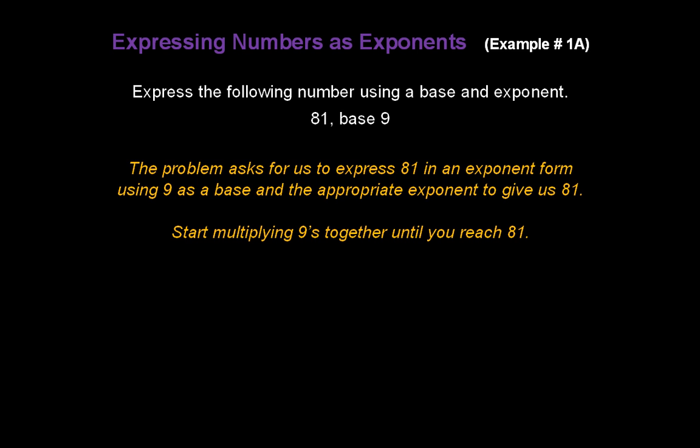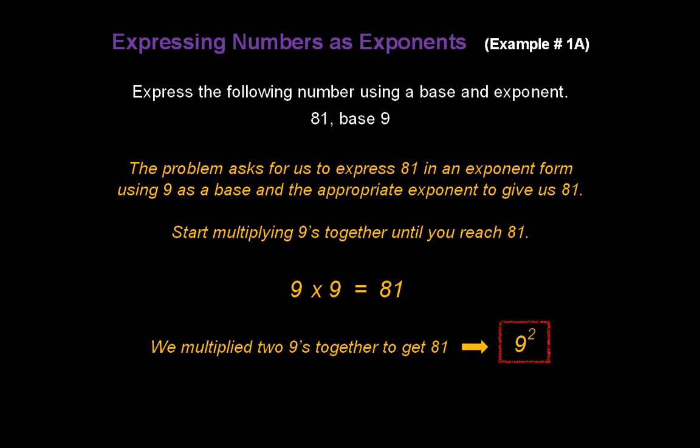Start multiplying 9's together until you reach 81. So we're going to write down a 9, multiply it by another 9. Sure enough, we know 9 times 9 is 81, so we're done multiplying 9's together. We multiplied 2 9's together to get 81, so 81 expressed as a power is 9 to the second power.